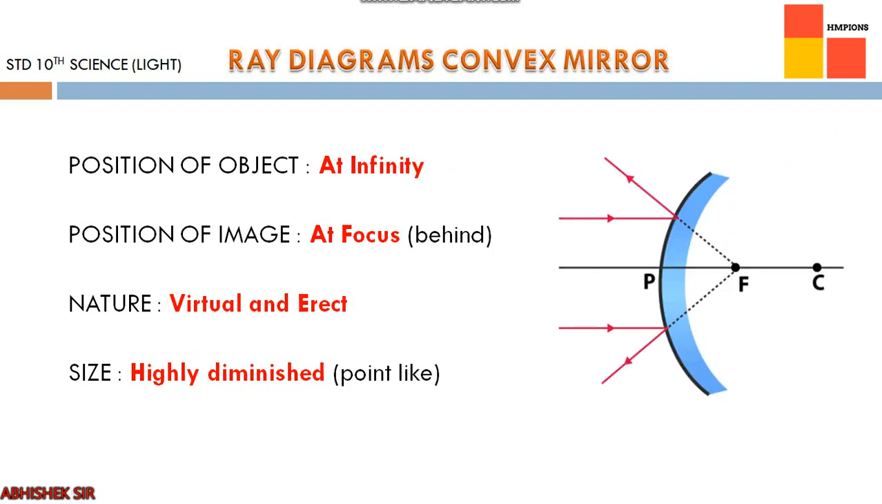Now we are going to the next topic, that is the ray diagram for the convex mirror. We will study only two ray diagrams. First, the object is at infinity, so light rays will come. They will not meet actually, they will diverge away, but we have to elongate them, and we can say that it is behind the mirror and it is at focus. As we are elongating backside, the nature becomes virtual and erect, and size is highly diminished.